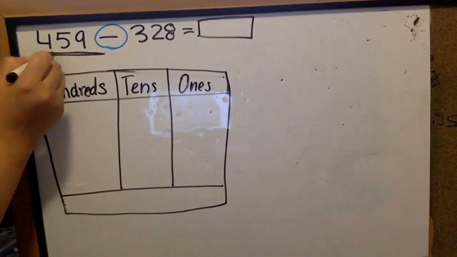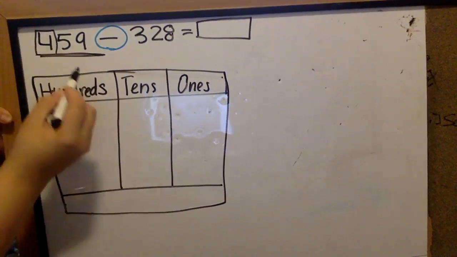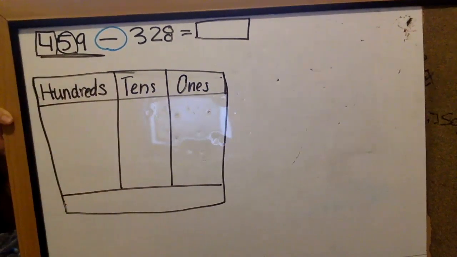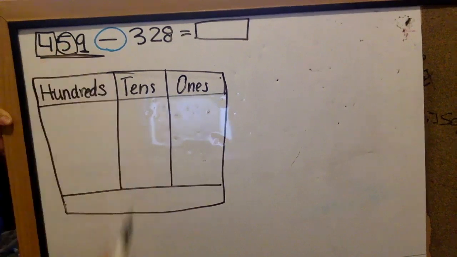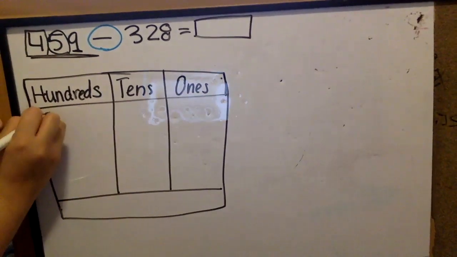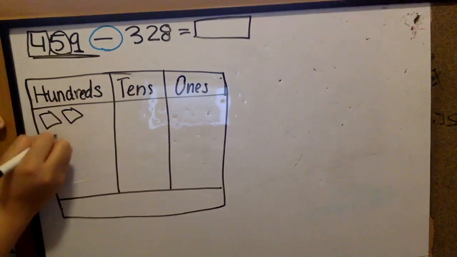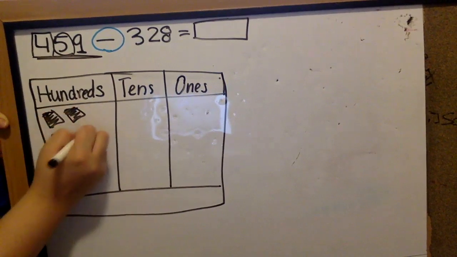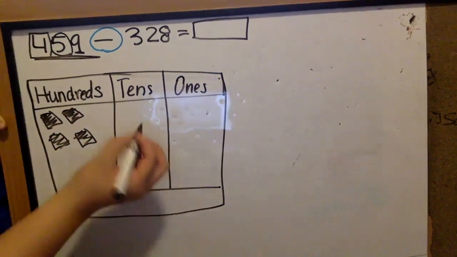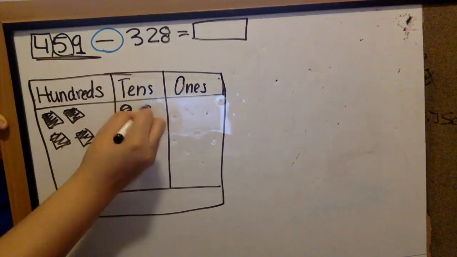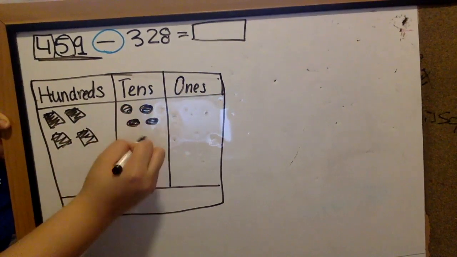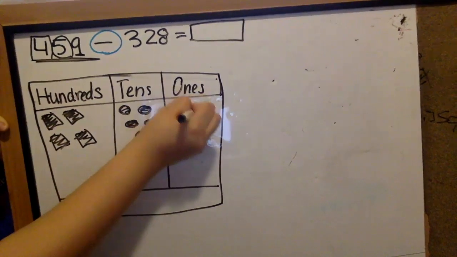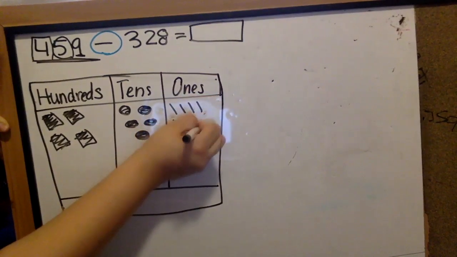So there are 4 hundreds, 5 tens, and 9 ones. So I'm going to go ahead and do that. We're going to do 4 hundreds: 1, 2, 3, 4. Show that for you guys. And we're going to use circles for 10. So 1, 2, 3, 4, and 5. And we're just going to do lines for 1. So we have 1, 2, 3, 4, 5, 6, 7, 8, 9.